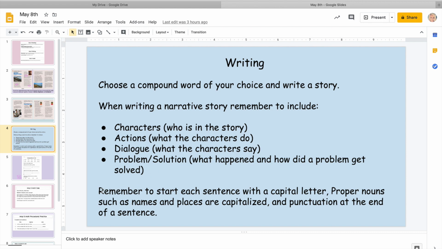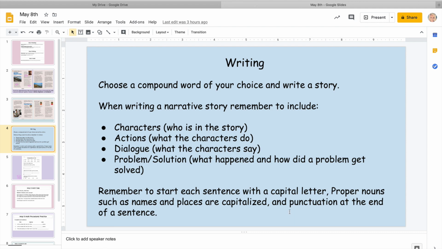All right, and when you're writing your story, you're going to remember to start each sentence with a capital letter. Proper nouns such as names and places are capitalized. So the names of your characters are going to be capitalized, and if it's the name of a place such as a state like California, California would be capitalized. Or if it's a restaurant such as Chick-fil-A, that would also be capitalized because that is a proper noun.